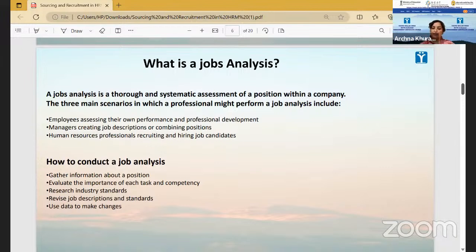Then the second point of analysis is to evaluate the importance of each task and competency. So you have to really get into competency mapping here and see, suppose Anjan has high analytical skills. So how can I utilize Anjan's analytical skills in recruitment? This is how the mapping is being done. Each competency is mapped with each task and what would be the outcome.